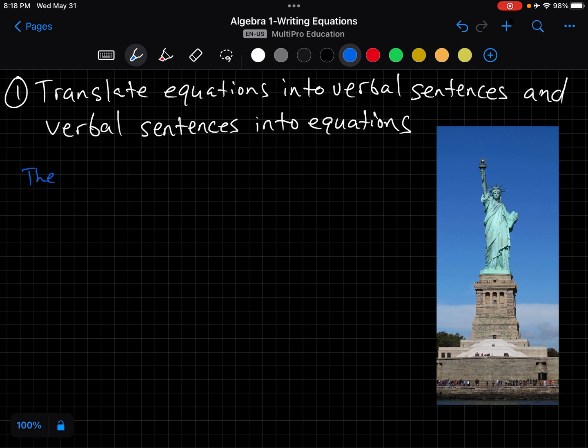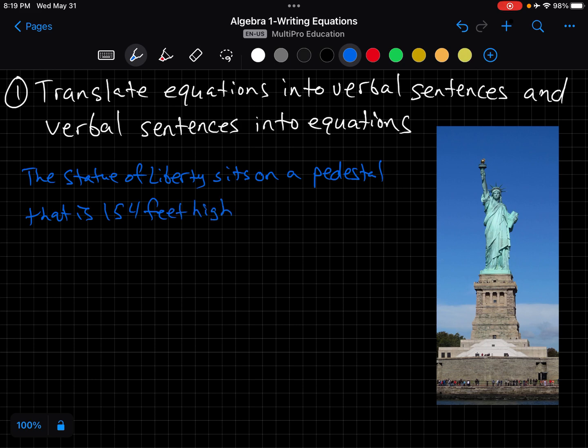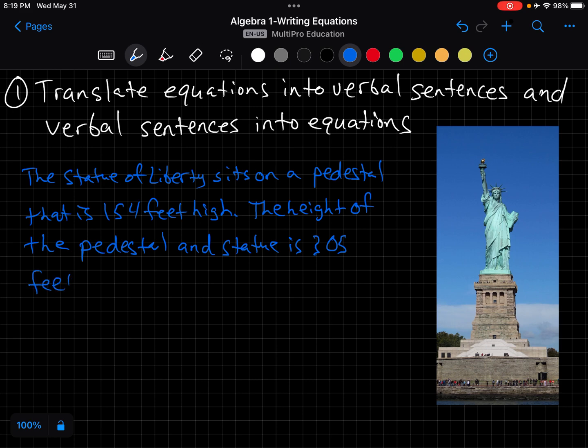So let's go ahead and write this out. The Statue of Liberty sits on a pedestal that is 154 feet high. Okay, the height of the pedestal and statue is 305 feet.